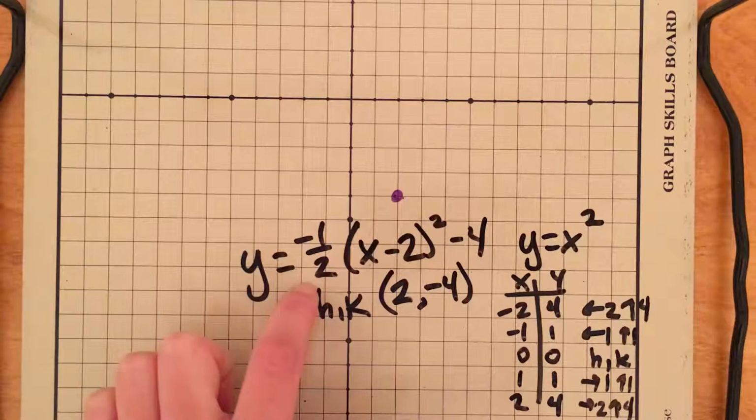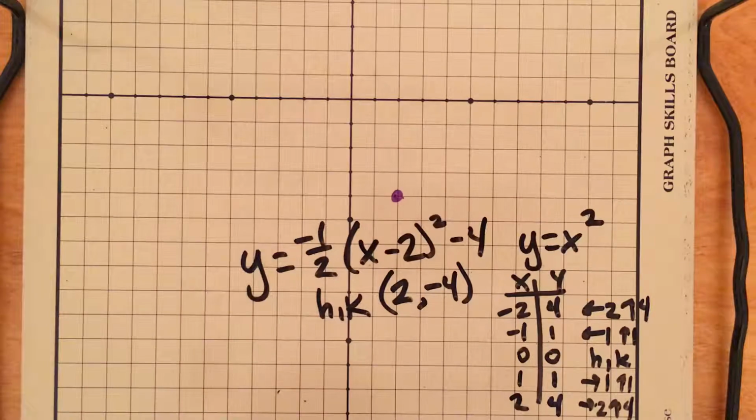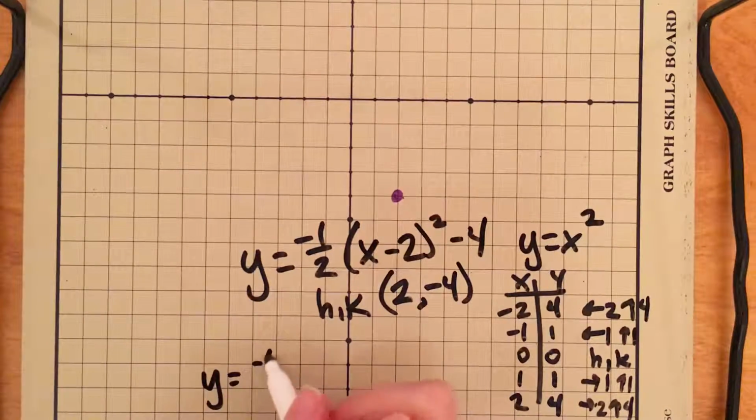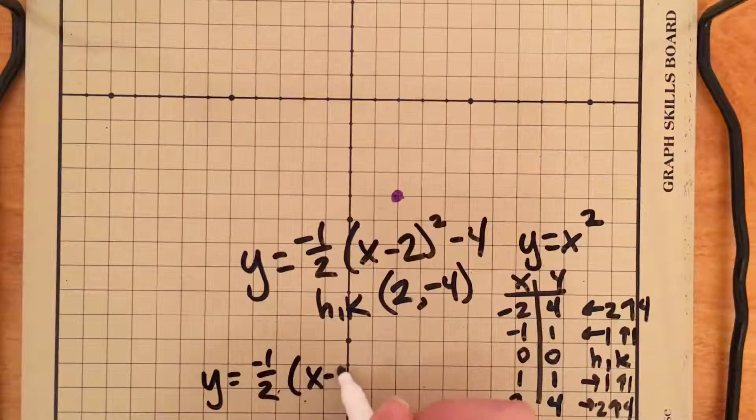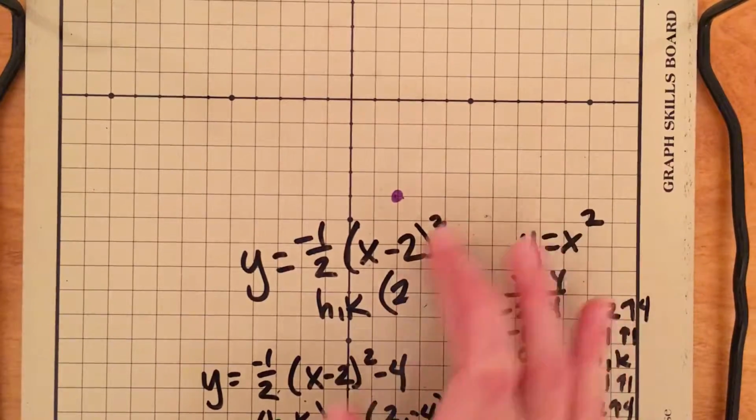However, my stretch factor is negative, and my stretch factor is a 1/2 as well. So actually, I think I'm going to have to move this writing I wrote a little bit. So let me just rewrite this down here. -1/2 times x minus 2 squared minus 4, and our HK is 2, -4. Okay, because my parabola is going to go right where this writing was.